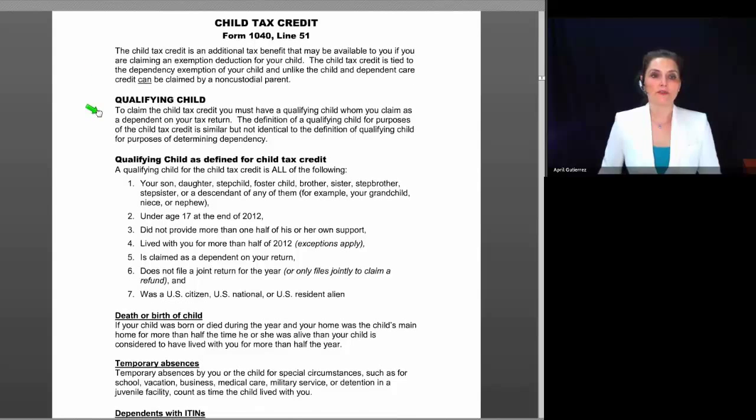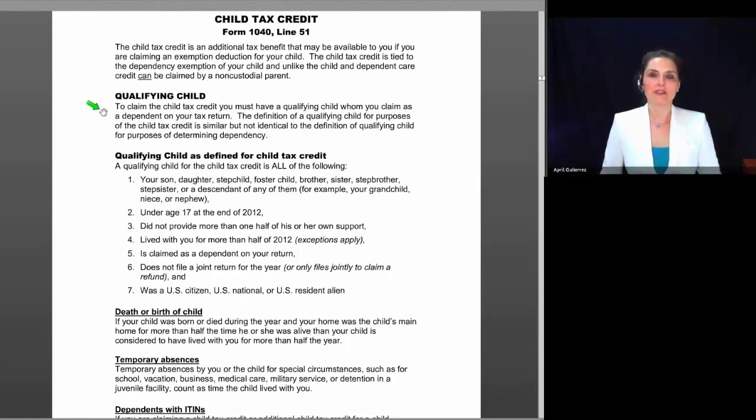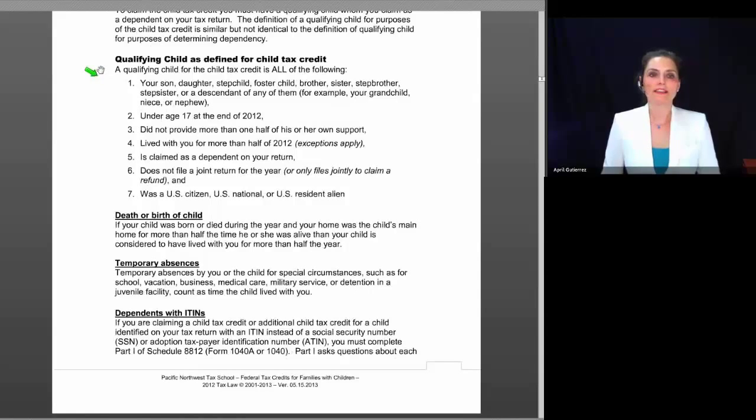Qualifying child for the child tax credit. To claim the child tax credit, you must have a qualifying child whom you claim as a dependent on your tax return. The definition of a qualifying child for purposes of the child tax credit is similar but not identical to the definition of qualifying child for purposes of determining dependency. To qualify as a qualifying child for the child tax credit, the child must pass all of the following tests. Number 1, the child has to be your son, daughter, stepchild, foster child, brother, sister, stepbrother, stepsister, or a descendant of any of them, for example, your grandchild, niece, or nephew.